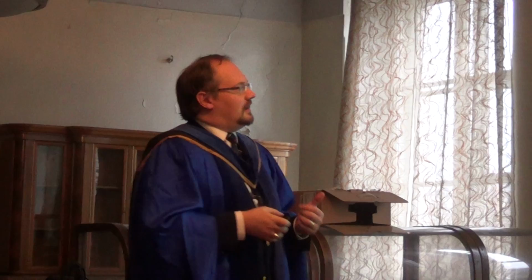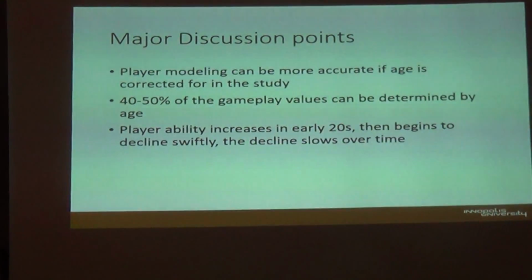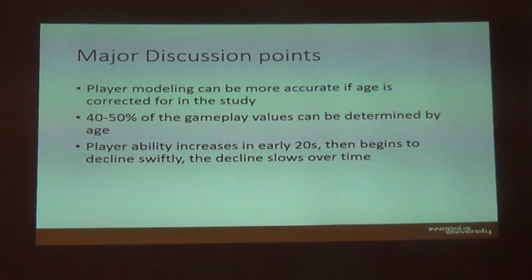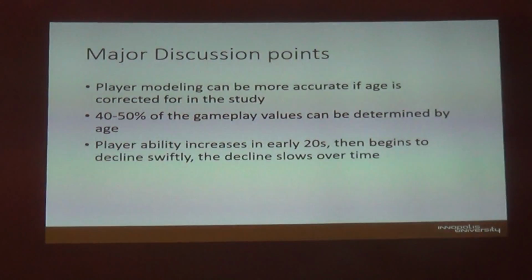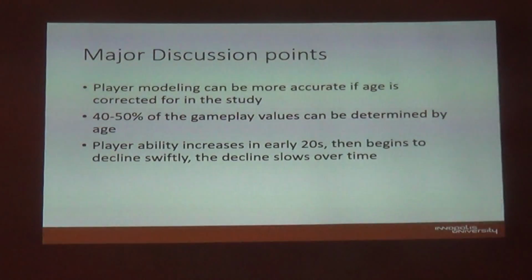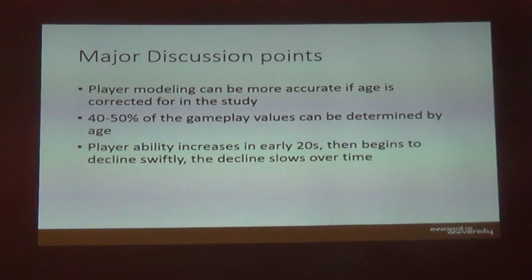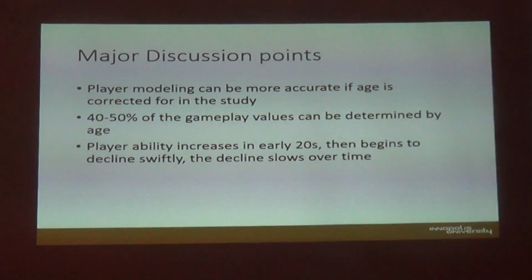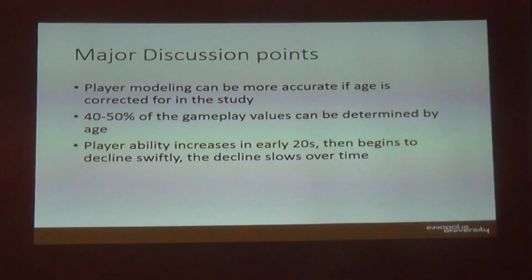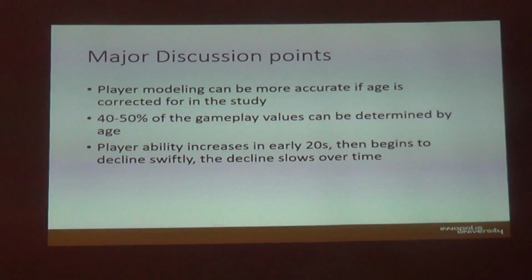So player modeling can be a lot more accurate if age is accounted for in the study. So if you're looking at how older players act, what they do, you can start to look at that in terms of player modeling. And they found that 40 to 50% of the gameplay values, of how many times you had a capture of the flag, of how many times you got killed, of what class you selected, 40 to 50% of that could be explained by the gameplay value of age.